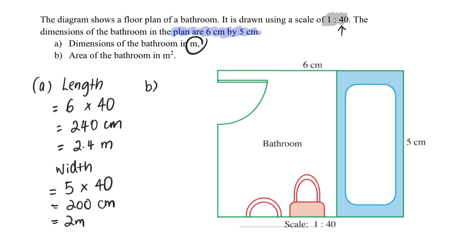And part B is pretty straightforward. Therefore, the area, which we learned previously, area is length times breadth, 2.4 meters times 2 meters, because they want meter square. And we are done.